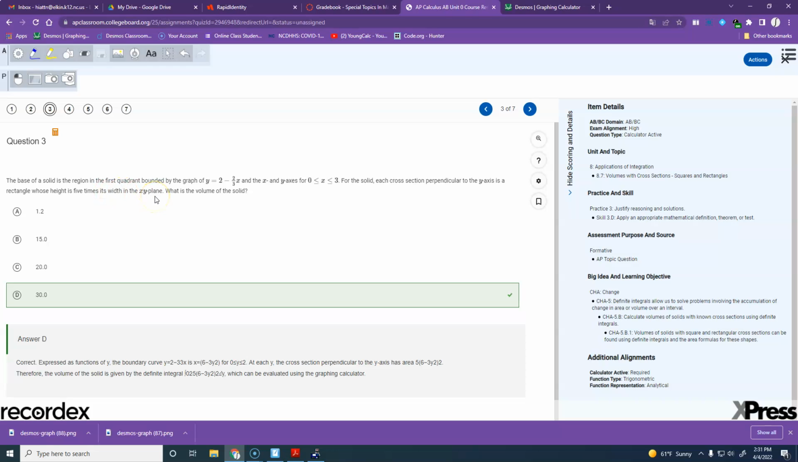I don't like these. So it's a pretty simple graph right here. It is calculator active, but I'm still going to just graph this one by hand because it's just a line. It's got a y-intercept at 2 and a slope of negative 2/3. So you're going to get just this graph right here.